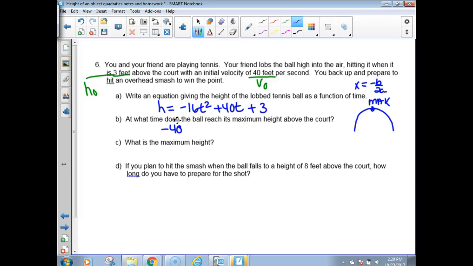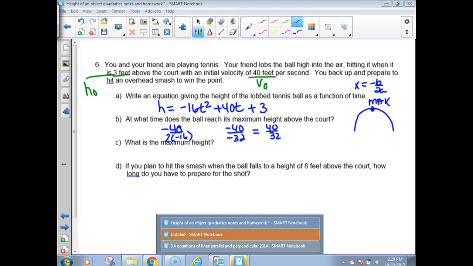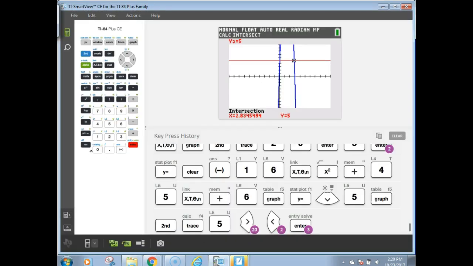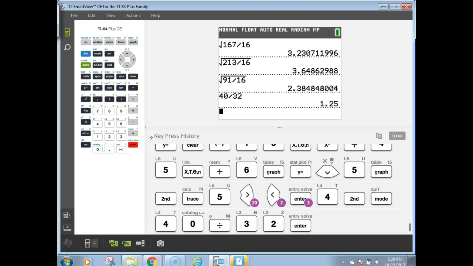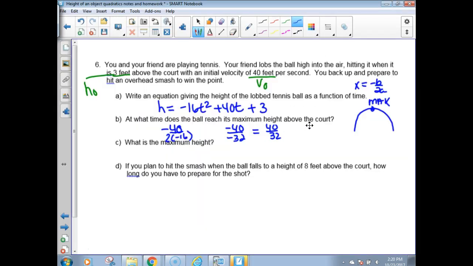All right, opposite of B would be negative 40 divided by 2 times A, which would be 2 times negative 16. That's going to be negative 40 over negative 32, which is positive 40 over 32. We're going to figure that out. Grab my calculator. So 40 divided by 32. 1 and 1/4 seconds.